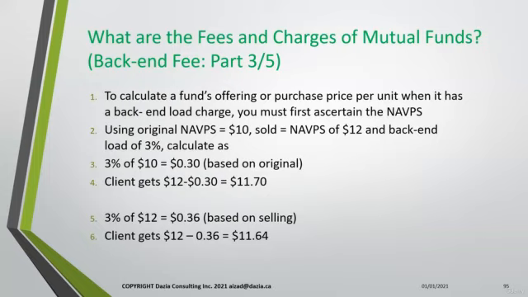If they base it off of the selling price, it is $12. So 3% of $12 is 36 cents. So if you minus 36 cents from $12, you'll be left with $11.64. So it depends on the company whether they base it off of the original investment price or base it off of the selling price. So you need to be clear about that.